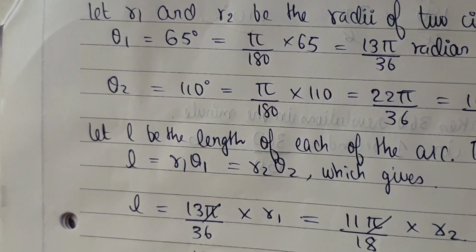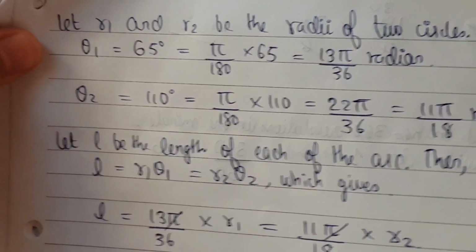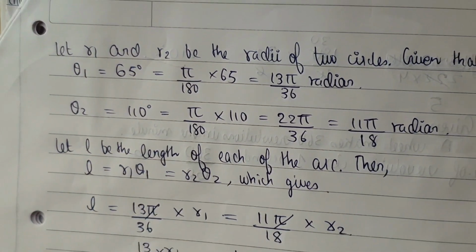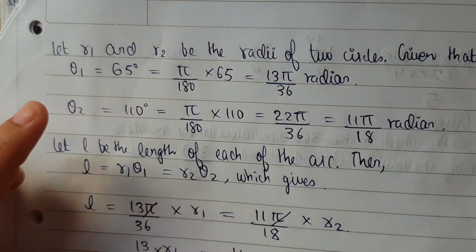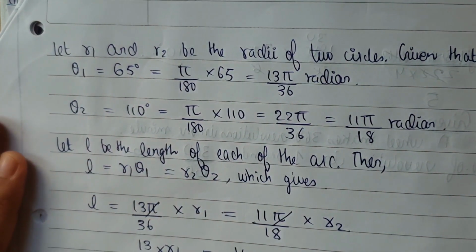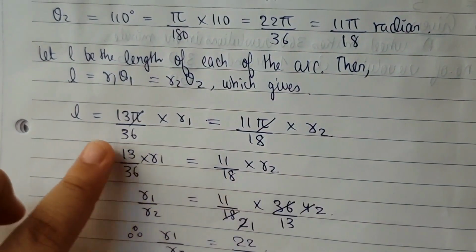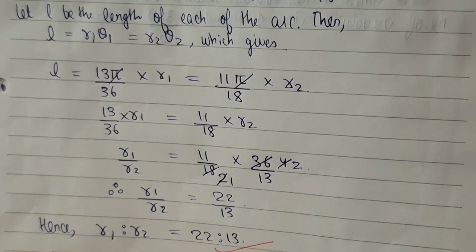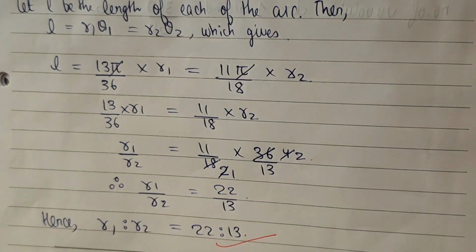Let R1 and R2 be the radii of the two circles. Given that theta 1 is 65 degrees, we can convert it easily into radian form, as you can see here. They have given us that the arc length of each of them is equal, so you can write them as equal like this. Cancel the common part, and that way you can find the ratio. Very simple. Hope you understood how the flow goes.